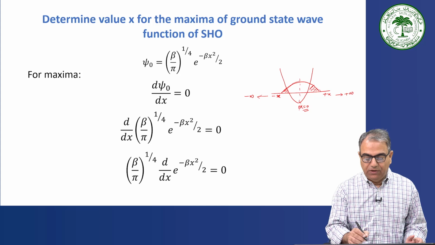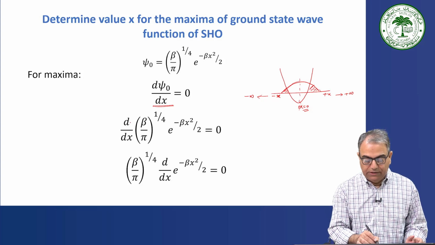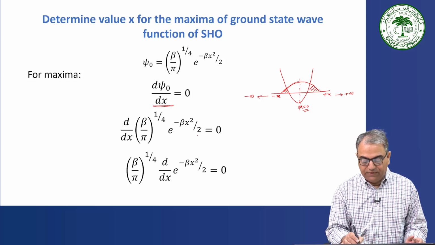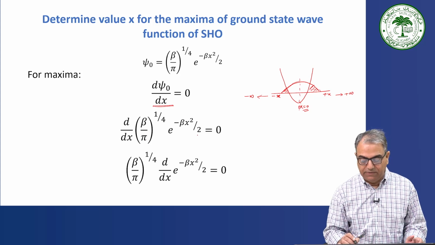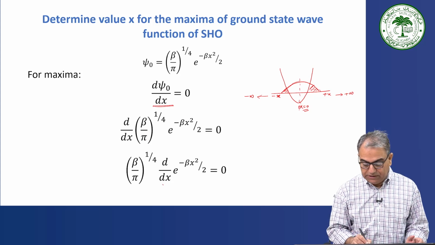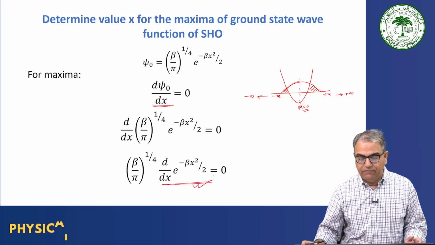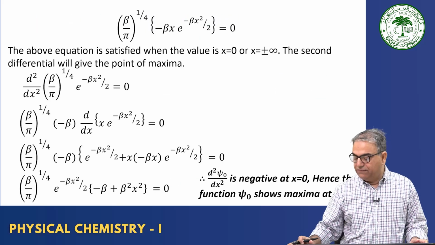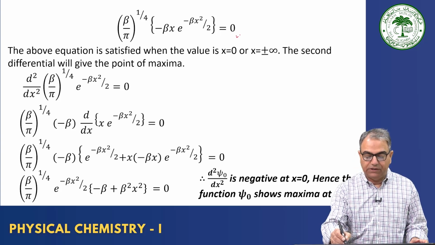Okay. So if you differentiate psi naught, the ground state wave function, with respect to x, what do you get? d/dx of the ground state wave function is (beta divided by pi) raised to the power 1 by 4, exponential of minus beta x square divided by 2. The differentiation is this one; you have already done it. So let us see what you get. If you differentiate it, you get this.